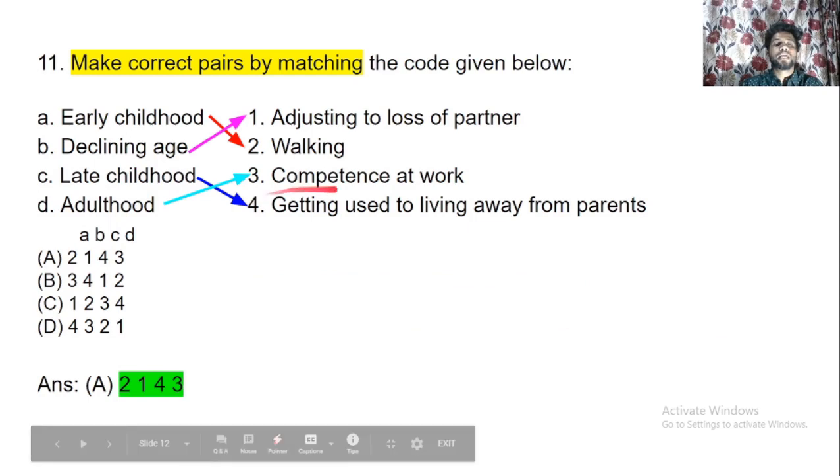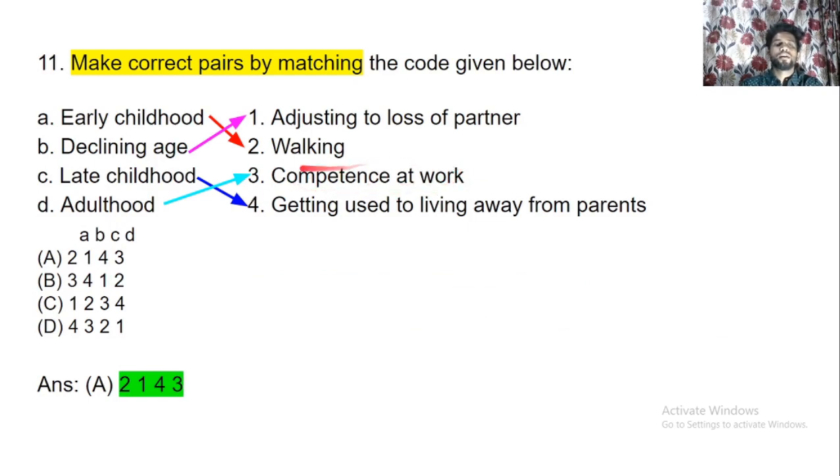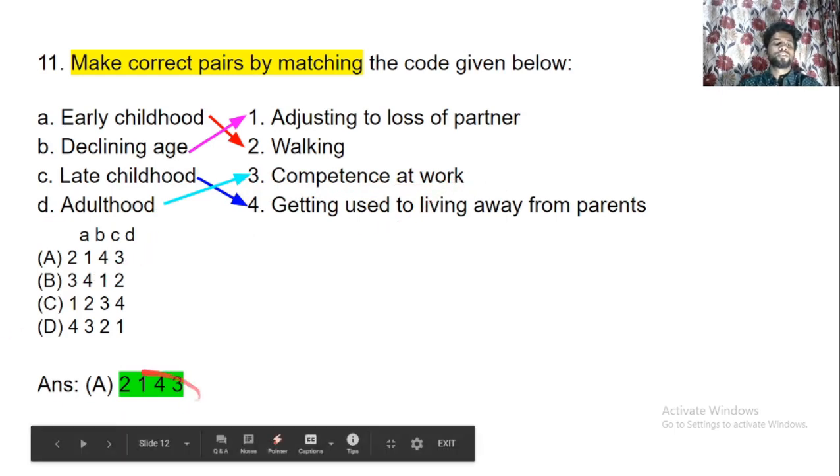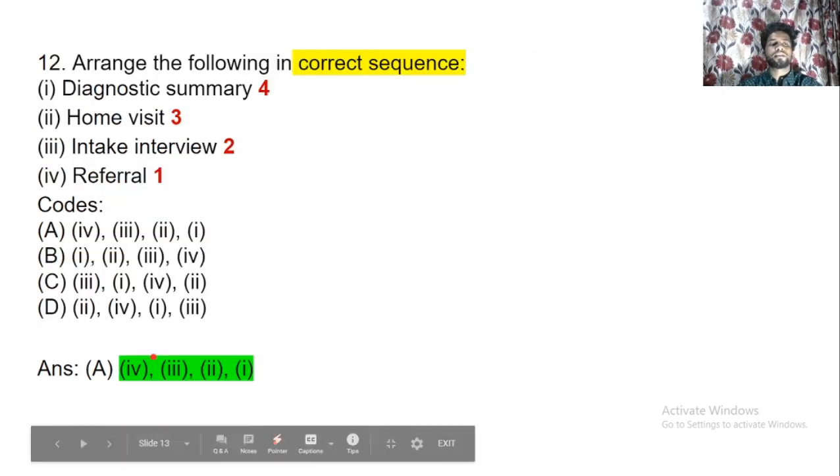Now adulthood is competence at work. Yes, this is the time we mostly fall into, because after your postgraduate you will move into competence in the work. So this will be your adulthood period. So this will be your sequence and the correct matching.